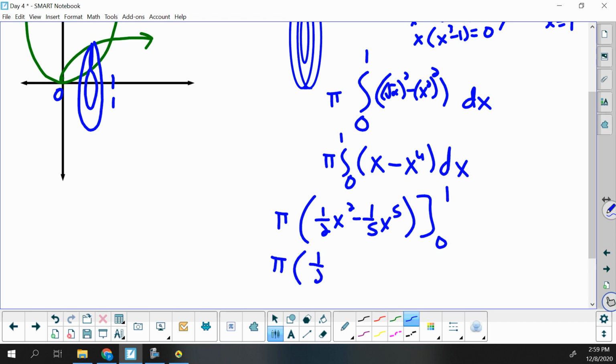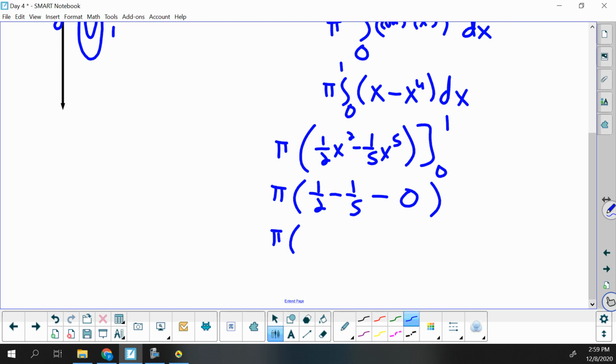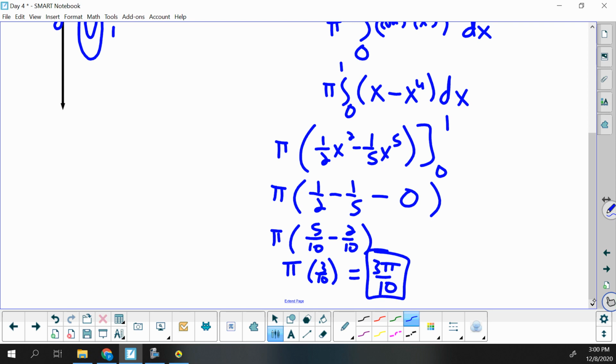Plugging 1 in is just our coefficients. Plugging 0 in will give us 0 for both of those. So this is really 5/10 minus 2/10. So we'll have pi times 3/10, or in other words, 3 pi over 10. And what that represents is the volume when our enclosed region is spun around the x-axis, the volume of that three-dimensional shape that is created. Now that volume should always be positive, so if you ever get a negative answer, you know you did something wrong.